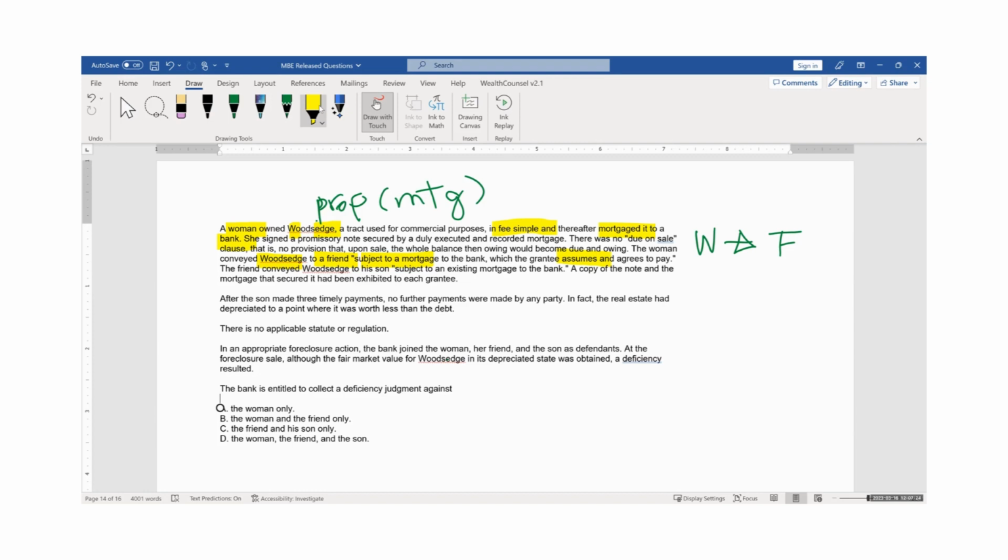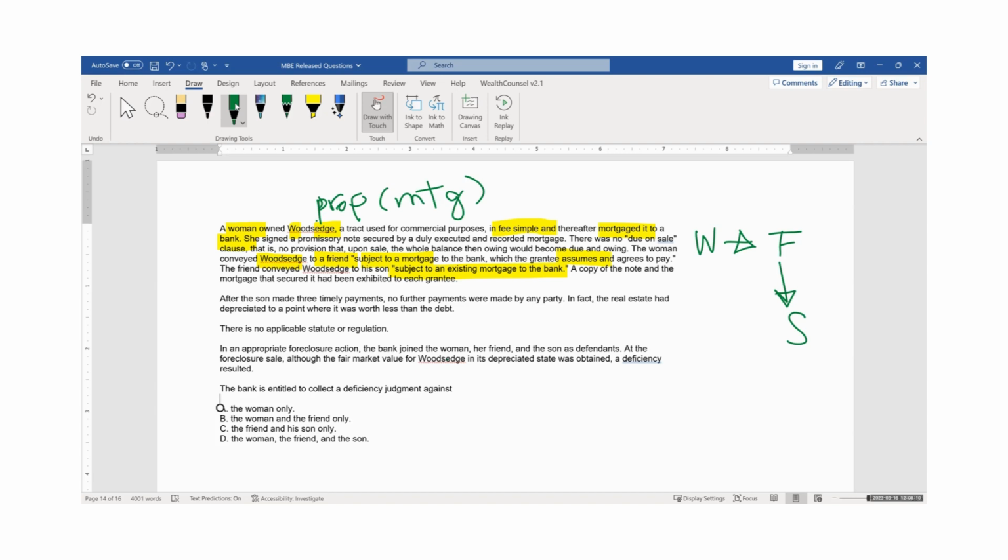Whether or not you will be responsible for it will be whether or not you will assume the mortgage. So at this point, the friend assumes the mortgage and agrees to pay for it. The friend then conveys Woodsage to his son, subject to an existing mortgage to the bank. In this case, the son takes subject to the mortgage, which means that the son is not responsible for the mortgage, unlike the father.